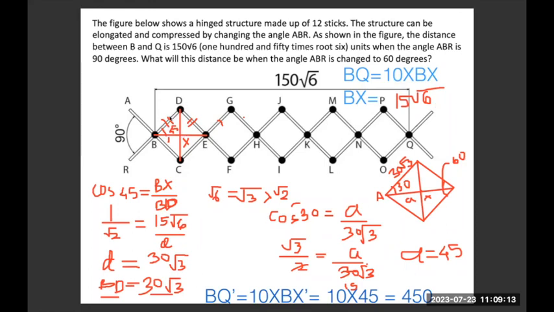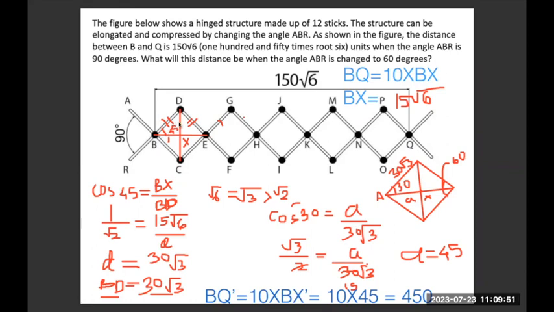In this triangle BXD, I found the base, which is BX, 15 root 6, and I need to find the diagonal, which is BD. Because when I change the angle to 60 degrees, I don't know what this base is going to become. How much its length will increase from 15 root 6, I still have no idea. But the hypotenuse is not going to change of that right angle triangle.